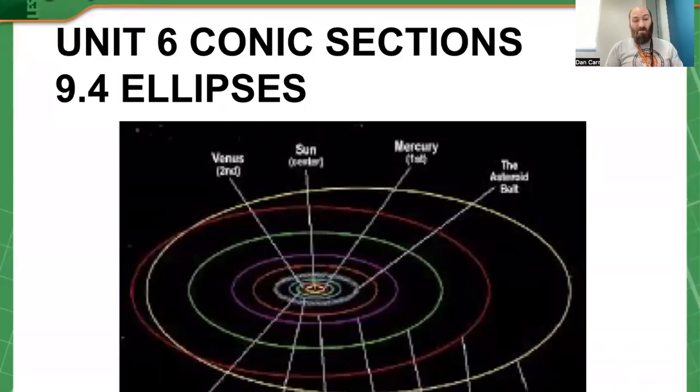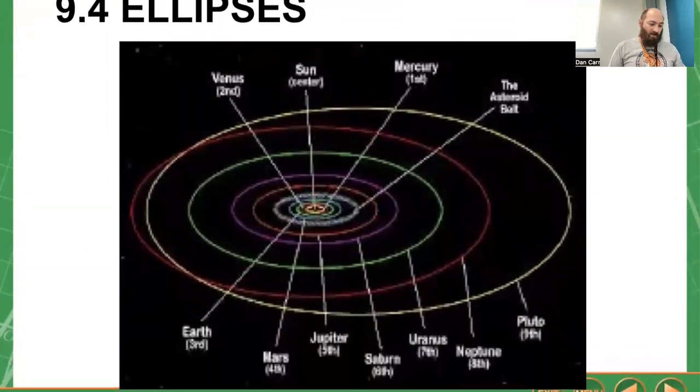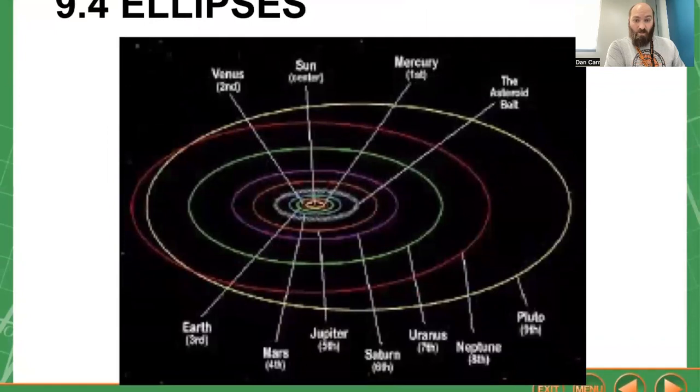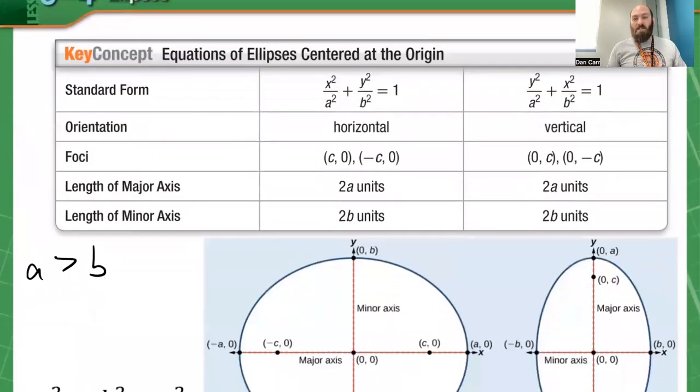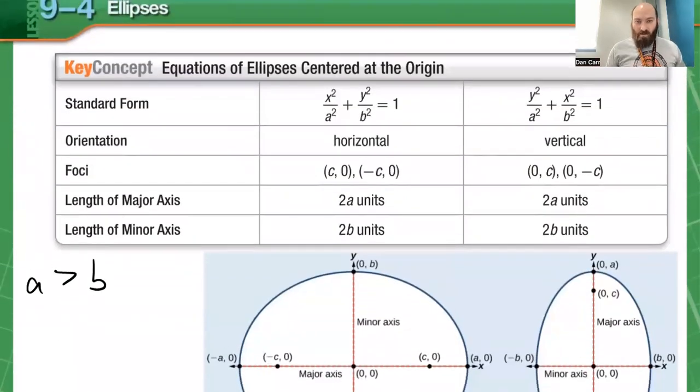Today we're going to be talking about 9.4 ellipses. This is a very blurry image, but there's a nice quick demonstration of what an ellipse is. It's basically an oval shape. When we look at the planets as they orbit around the sun, it's an elliptical orbit. So it's not a perfect circle, it's an oval shape. Our goal today is trying to understand how to model those things.